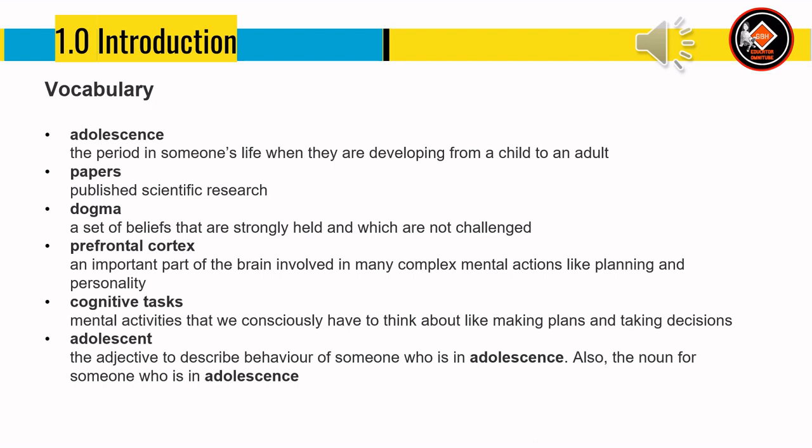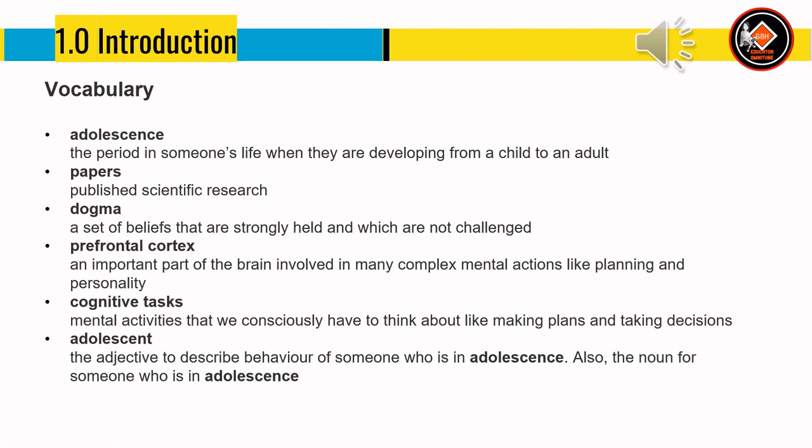Vocabulary. Adolescence: the period in someone's life when they are developing from a child to an adult. Papers: published scientific research. Dogma: a set of beliefs that are strongly held and which are not challenged.